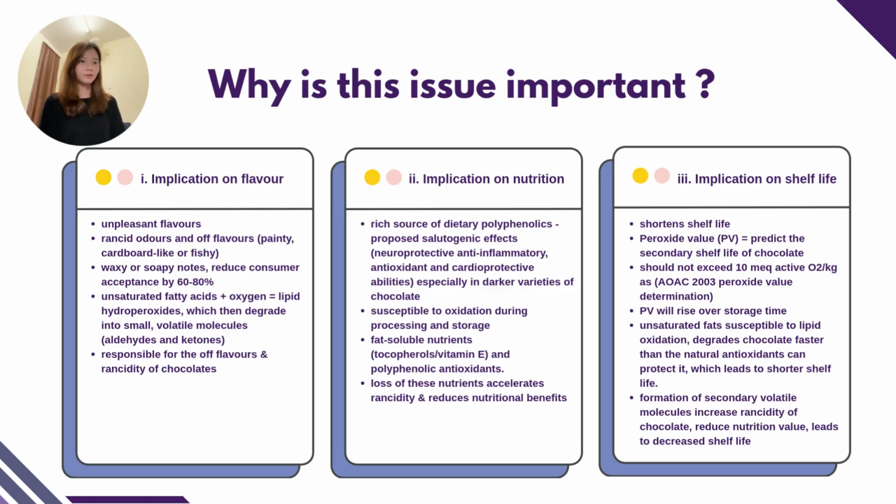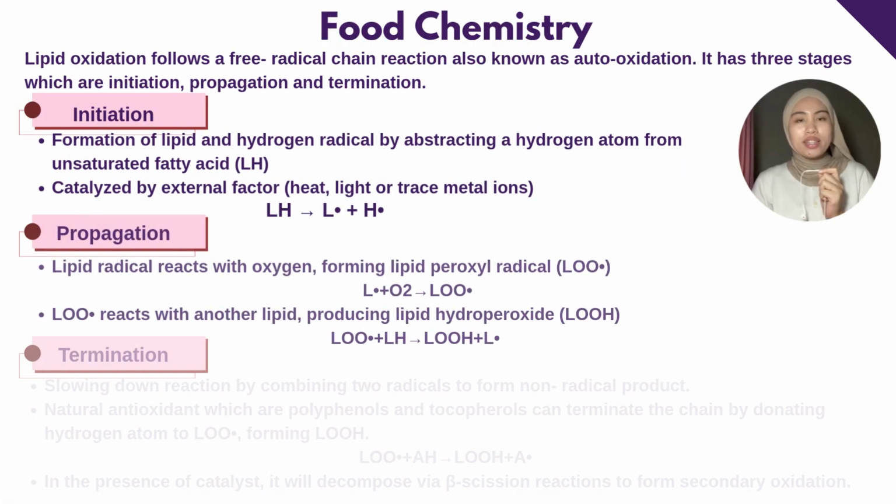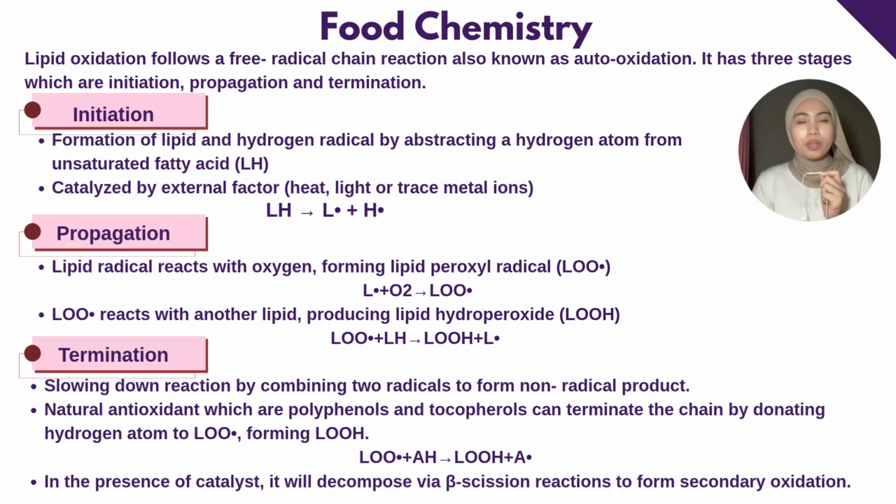The peroxide value will rise over the storage time, which indicates progressive oxidation. So when oxidation increases, the shelf life of chocolate is reduced. Besides, the unsaturated fats in chocolate are also susceptible to lipid oxidation. It will degrade the chocolate faster than the natural antioxidant can protect it, which leads to a shorter shelf life. The formation of secondary volatile molecules will also increase the rancidity of chocolates and reduce its nutrition value, which leads to decreased shelf life. Next, I will explain the underlying chemical reaction of lipid oxidation.